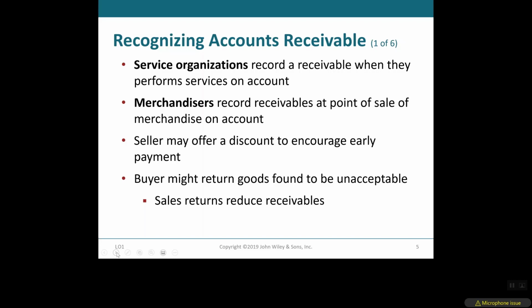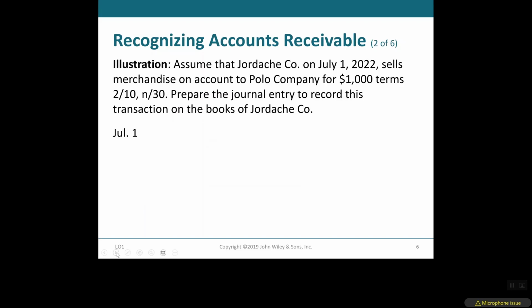Whenever we recognize accounts receivable, they are due to the buying and selling of goods and services. For merchandisers, it has to do with the selling of goods, and for service organizations, it has to do with the rendering of services. Usually, sellers will want to offer a discount in order to get their receivables back on time. We're going to discuss that as we go. They may also want to offer an opportunity whereby the client can return goods if they are not satisfied with it. But how do we recognize accounts receivable? We have a question here.